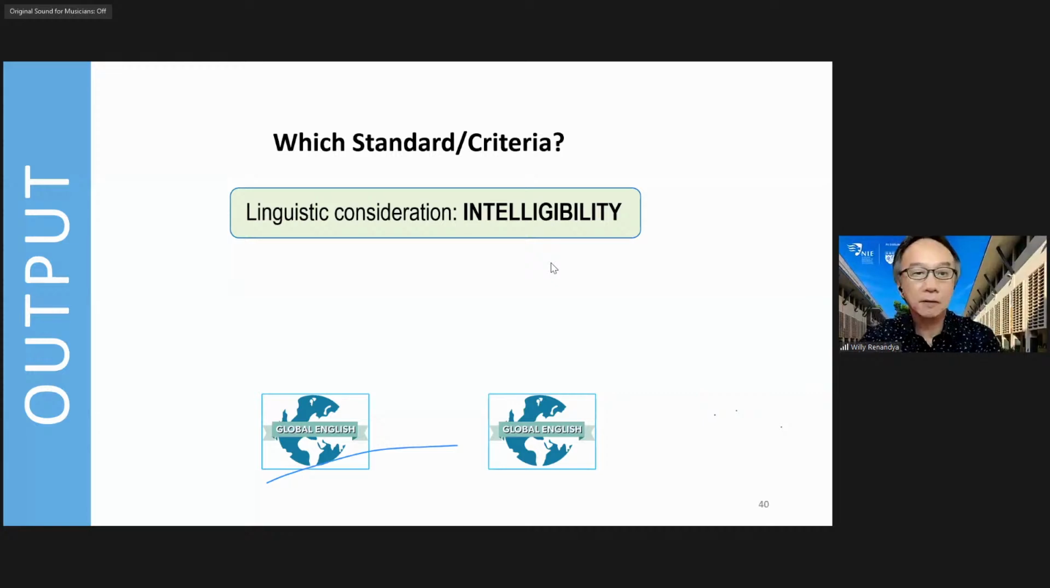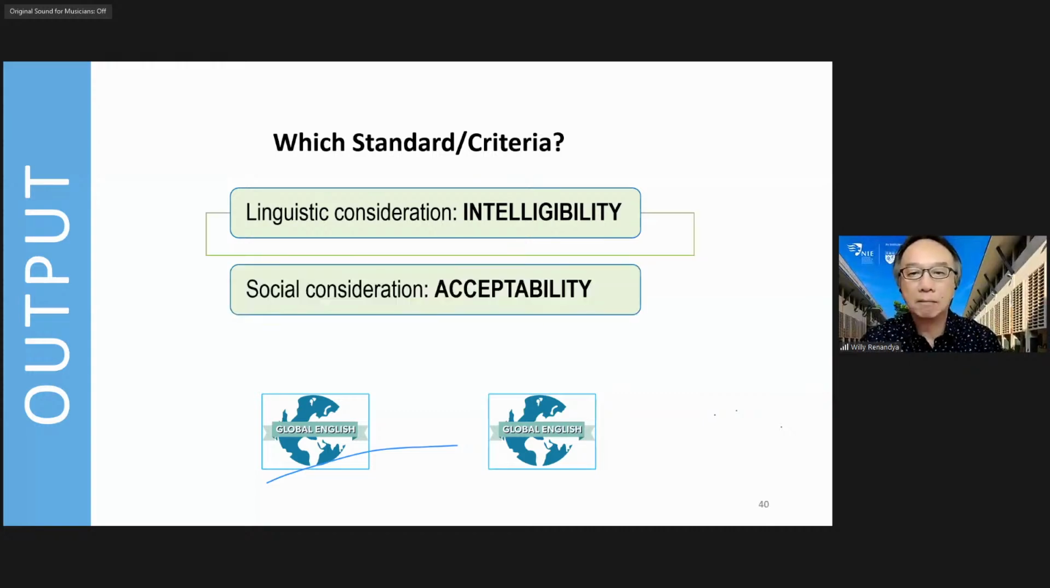So communication is two ways, isn't it? When you talk to somebody, it has to be a two-way street. You say something that I understand, I say something that you understand. Communication happens in that way. So it should not just be a one-way street. So that is one major consideration, intelligibility. It applies to everyone. Second one is this.